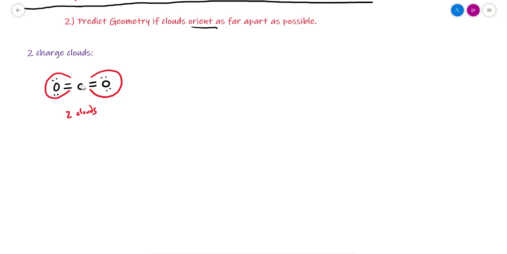Imagine these like two balloons. What's the furthest two balloons could get apart from each other if they were tied in the center? Well, they would just be in opposite directions. And so in this case, for two charge clouds, the bond angle is going to be 180 degrees, and we're going to call this molecular geometry linear because it forms a straight line.